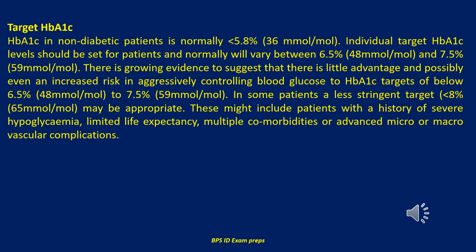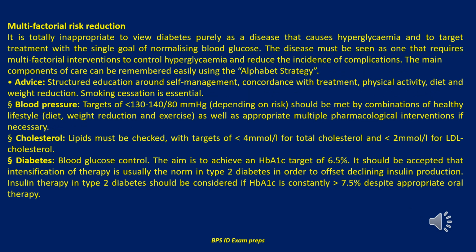There is growing evidence to suggest that there is little advantage and possibly even an increased risk in aggressively controlling blood glucose to HbA1c targets of below 6.5%, 48 millimoles per mole, to 7.5%, 59 millimoles per mole. In some patients a less stringent target below 8%, 65 millimoles per mole, may be appropriate. These might include patients with a history of severe hypoglycemia, limited life expectancy, multiple comorbidities, or advanced micro or macrovascular complications.